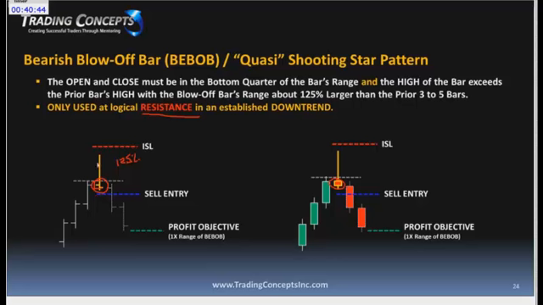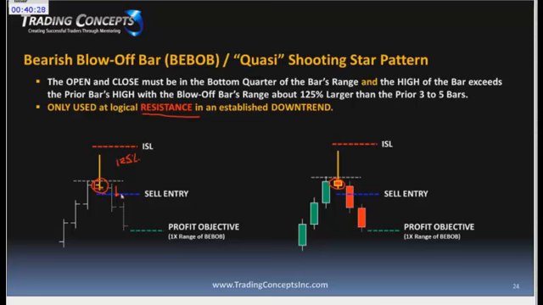Again, you can short it as it closes or the next day's open. It's really up to you, or if you're a little bit more conservative and you want to see follow through, you can wait for the market to actually penetrate down through the low of that bearish BOB there.